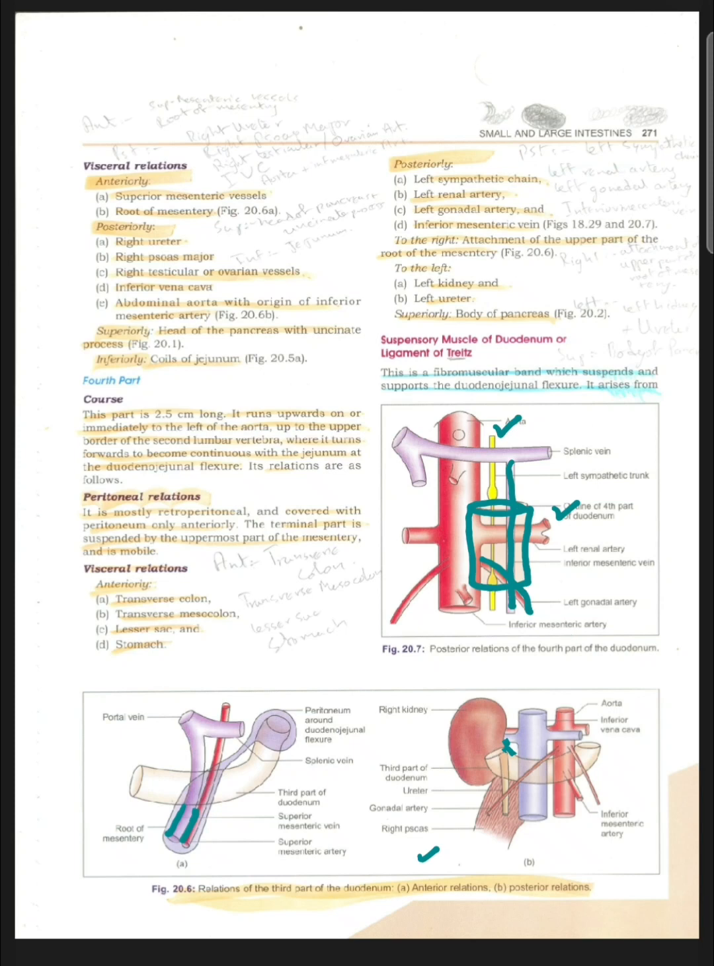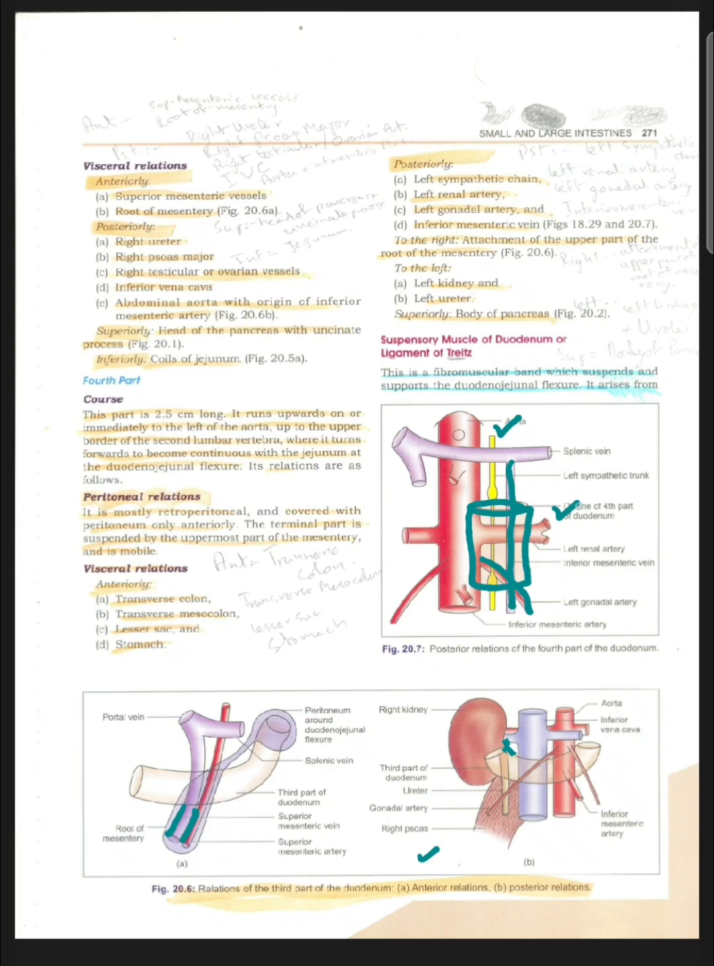Anteriorly, it is related to the transverse colon, the transverse mesocolon, the lesser sac, and the stomach. You need to remember that the transverse mesocolon was among the posterior relations of the first part of the duodenum. But here, in the fourth part of the duodenum, that is considered to be among the anterior relations.